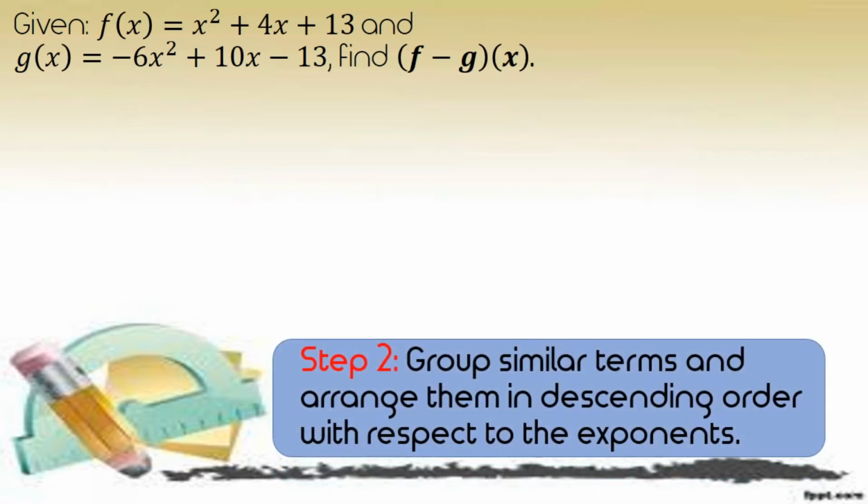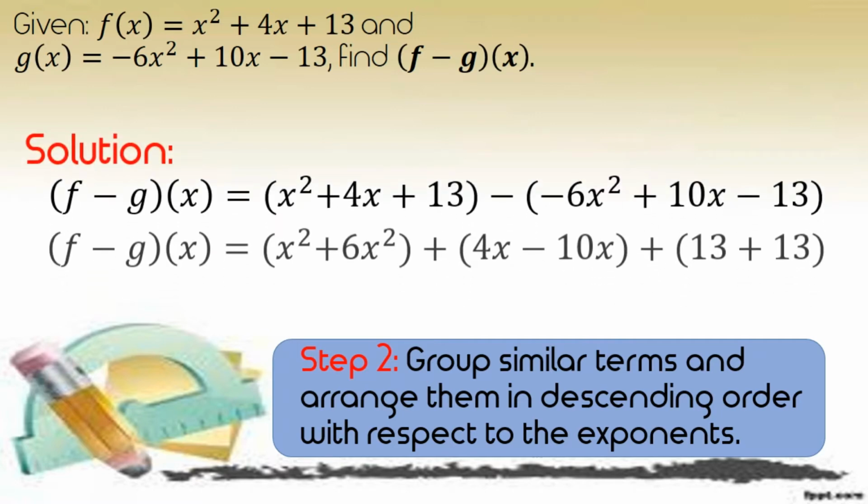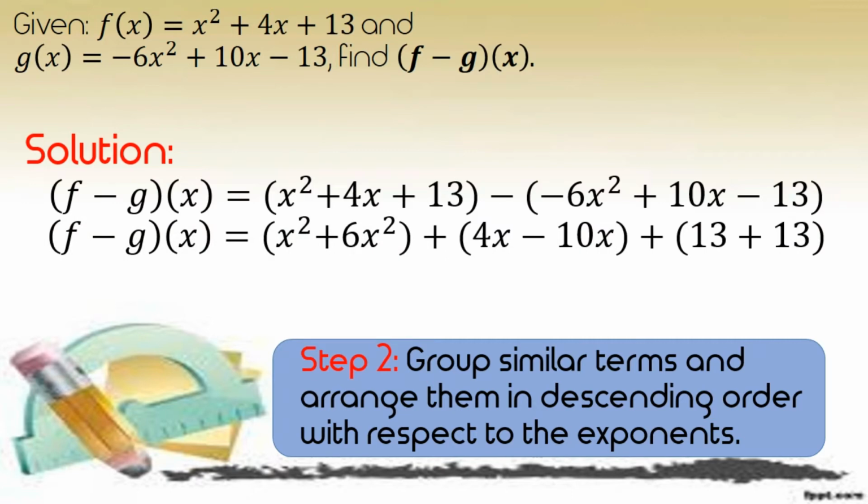To be followed by the second step, which is to group similar terms and arrange them in descending order with respect to their exponents. For that step, we're going to group them according to their exponents. The first group will be x squared plus 6x squared. The second group will be 4x and negative 10x. The last group will be 13 plus 13.